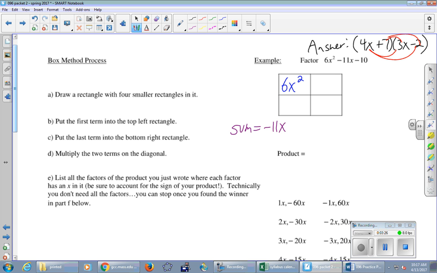Okay, where does the negative 10 go? Bottom right. So you take your three things. You're always going to have three things for this kind of factoring problem. You put them in exactly those spots. And then the next thing that we do, I'll put this down here, is the word product equals. And we just multiply that one diagonal that we have. 6x squared times negative 10 is negative 60x squared, okay?